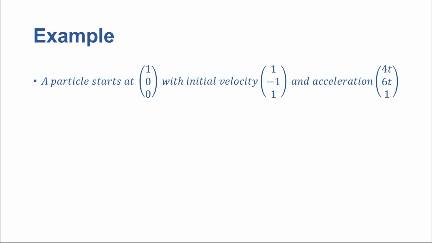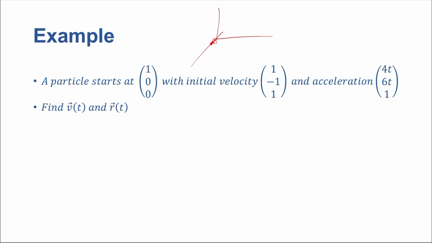Here's one example. Let's say that a particle starts at 1, 0, 0. So let's define a coordinate system. I've got my x-axis, my y-axis, and my z-axis. Our starting point is 1, 0, 0. So we go 1 point over on the x-axis. And that's my starting point. So our position vector at the beginning looks like that. That is r naught. And then we also have an initial velocity of 1, negative 1, 1. So we have a derivative instantaneously at the beginning of 1, negative 1, 1. And we have an acceleration function which is equal to 4t, 6t, and 1.